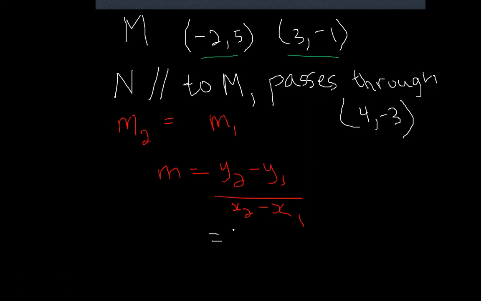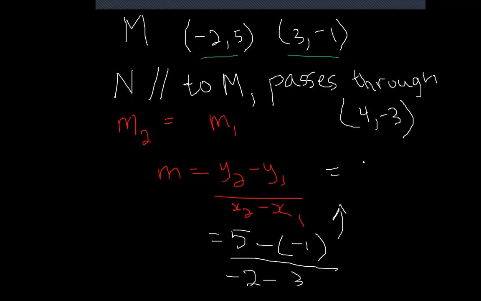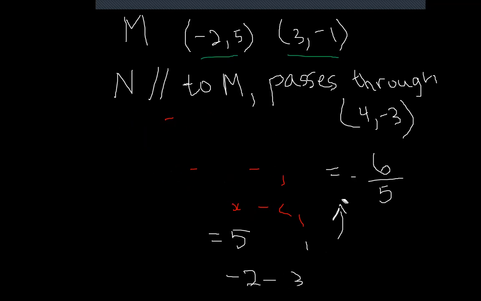So my y2 in this case is 5 minus 1 over x2 is minus 2 minus x1 is 3. Remember, minus and a minus is a plus. So 5 plus 1 is 6. And minus 2 minus 3, that's minus 5. That means my gradient is minus 6 over 5. Everybody got the gradient to be minus 6 over 5? Yes, miss. Okay.